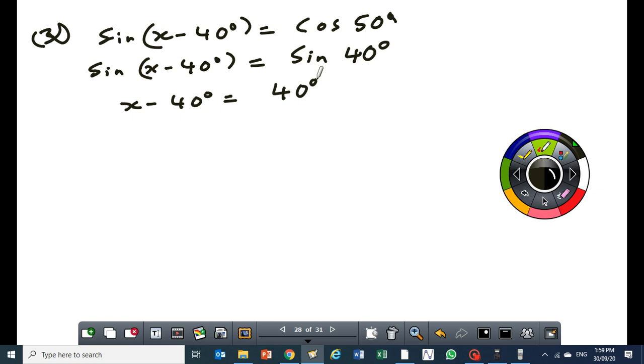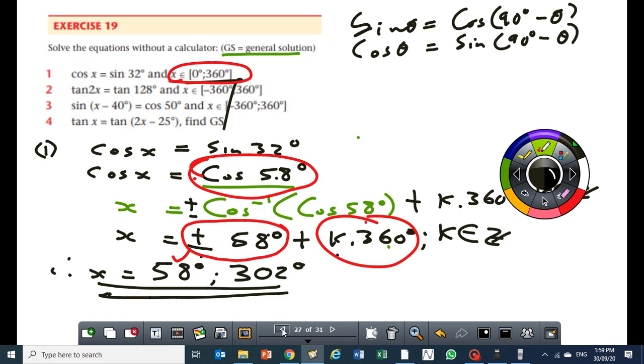Why? Because of the exercise that I just showed you with the calculator. I explained to you why here, you see here, the reference angle is 50. If you have got 58 here, there is x here, but the reference angle becomes 58, and I showed you with the calculator why it becomes 58.